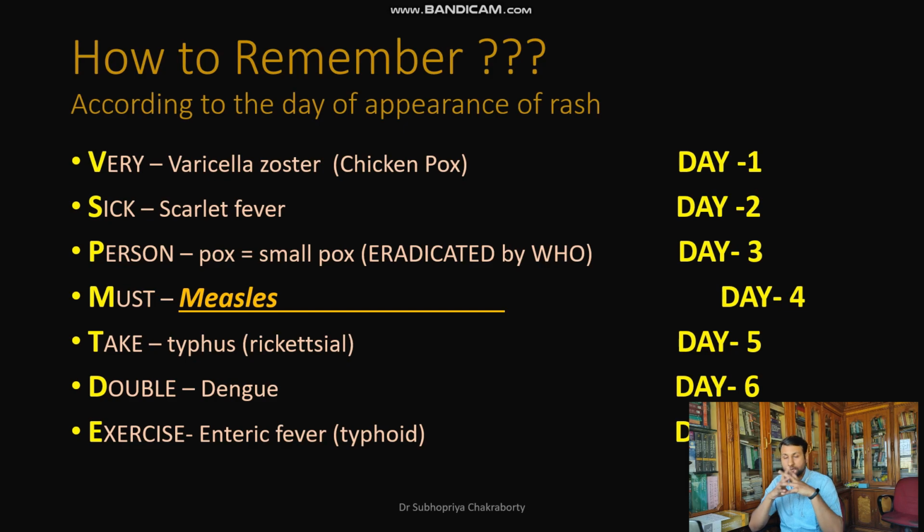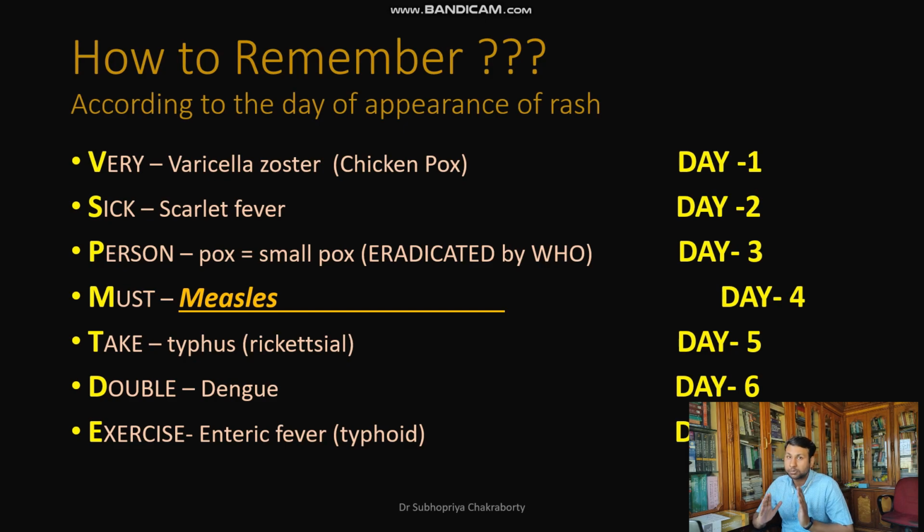Typhus, rickettsial, I have already mentioned scrub typhus, which is very notorious nowadays, or maybe it is just increasingly getting diagnosed, comes on day 5. Double stands for dengue rash. Dengue can present with fever with rash. The thrombocytopenia part, everything we already know, but yes, it can come on day 6.